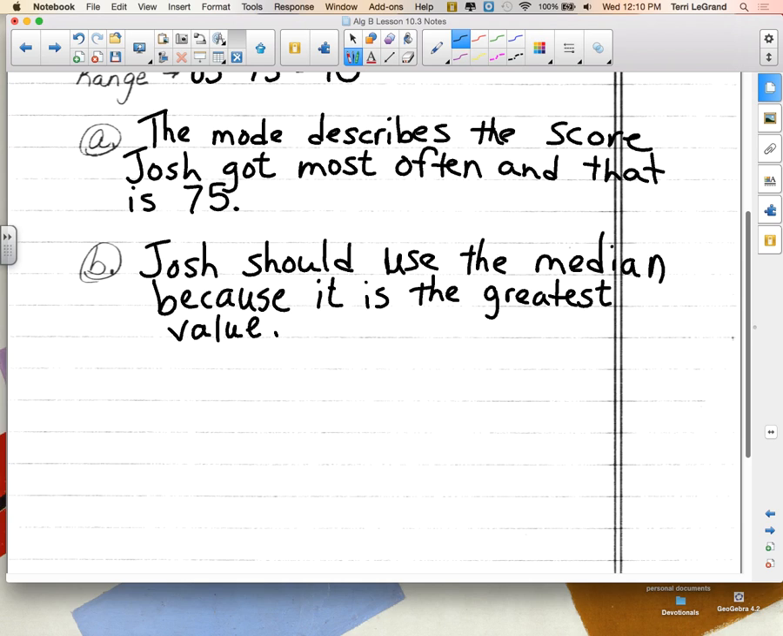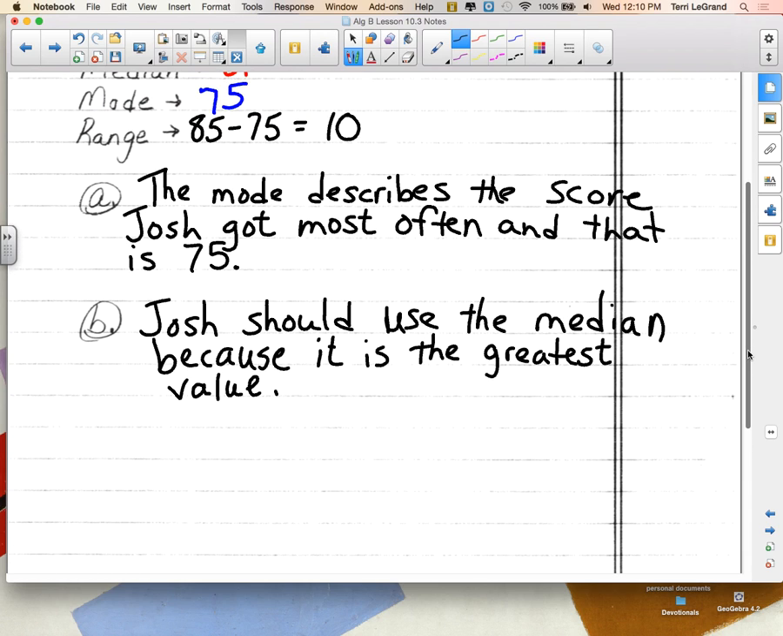Josh should use the median because it is the greatest value. Now, he's just being smart. He's saying, they asked me how I'm doing, I'm going to be honest. I'm going to say, my median test score is 81. Wouldn't be lying. Now, if they said, what's your average test score? Then you'd have to come clean and say it's what? 80, yeah. And then if they asked you, what's the difference between your highest and your lowest test score, what would you have to say? The range was 10. You'd have to say, there's a difference of 10 points between my best and my worst. That's not too bad, though, is it?